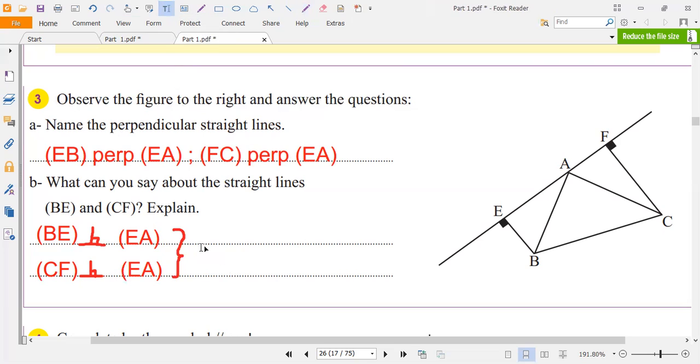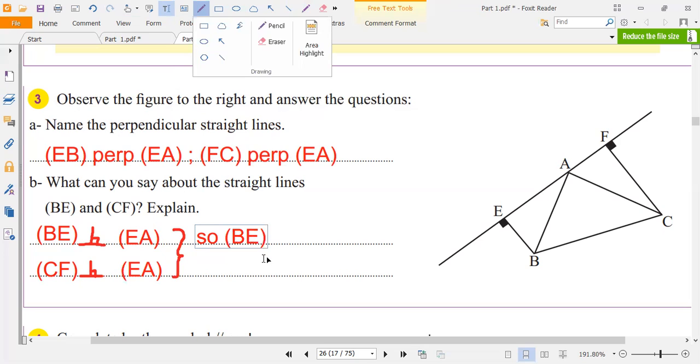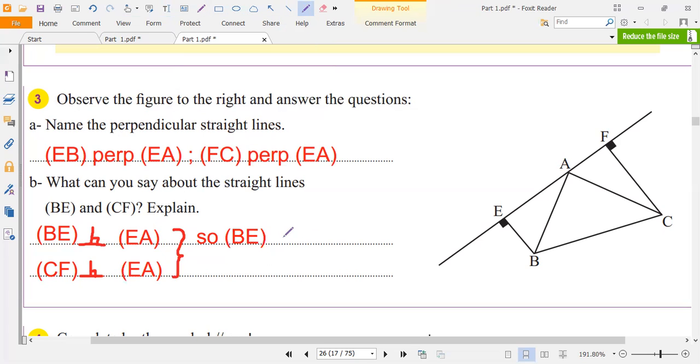So BE is parallel to CF. And here we have to say the rule. Which rule? It is the first rule here.